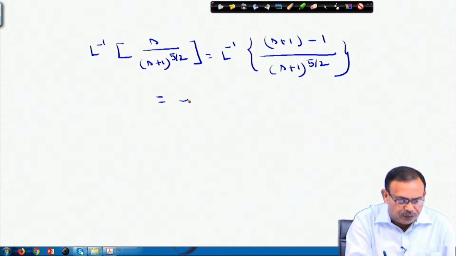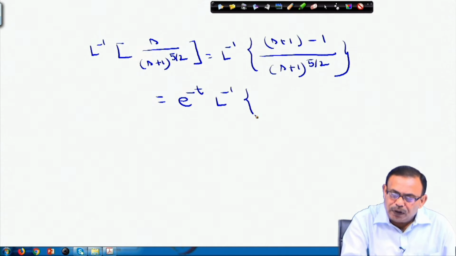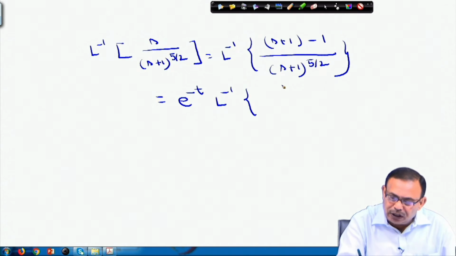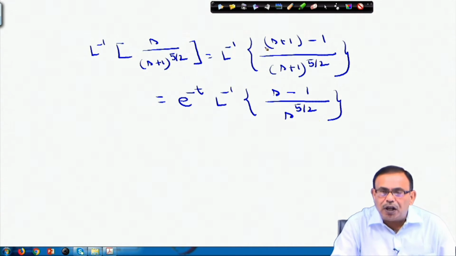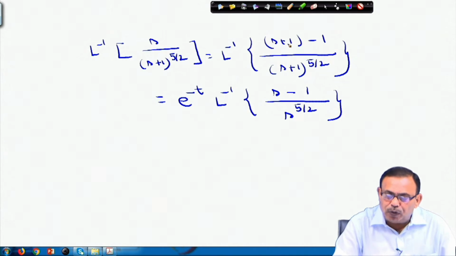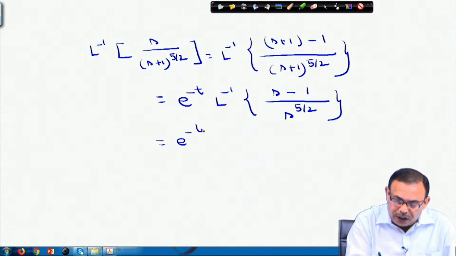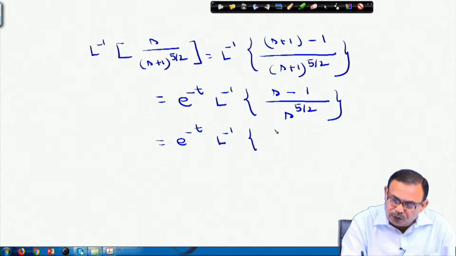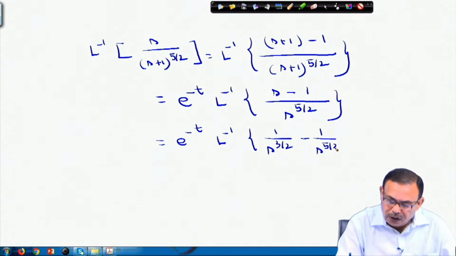E power minus t, because a is minus 1, Laplace inverse of this s plus 1, I can write simply s, and this will be s to the power 5 by 2. In other words, using the property itself, this s plus 1 I am replacing by s, whereas since a is minus 1 here, e power minus t will come. So this is nothing but again e power minus t into Laplace inverse of 1 by s to the power 3 by 2 minus 1 by s to the power 5 by 2.